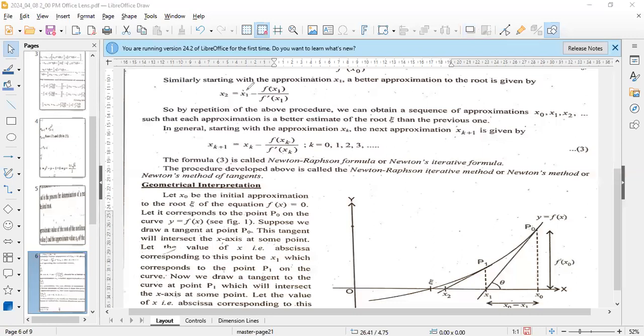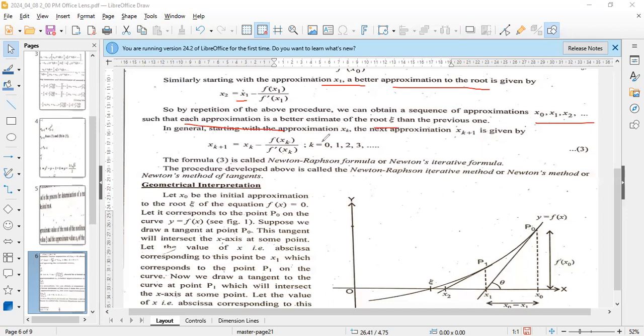Similarly, starting with the approximation x1, a better approximation to the root is given by x2 equals x1 minus f of x1 upon f dash x1. So by repetition of the above procedure, we can obtain a sequence of approximations x0, x1, x2 such that each approximation is a better estimate of the root epsilon than the previous one.